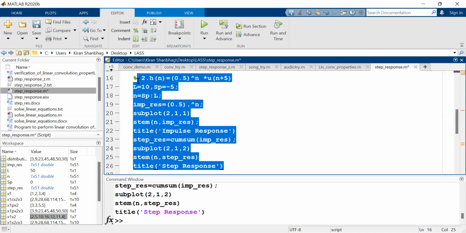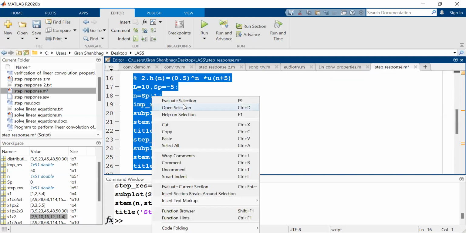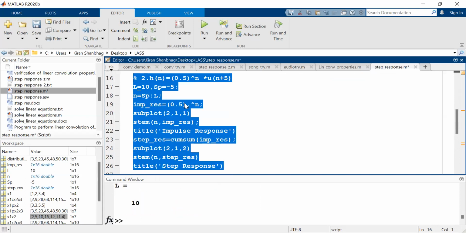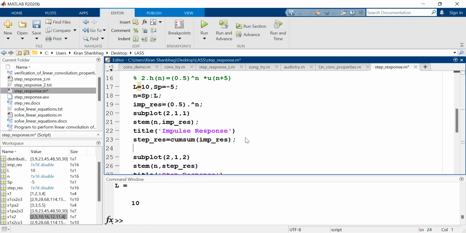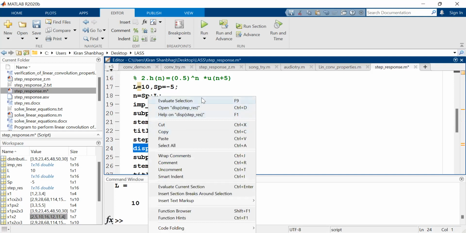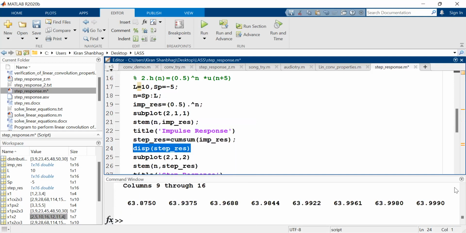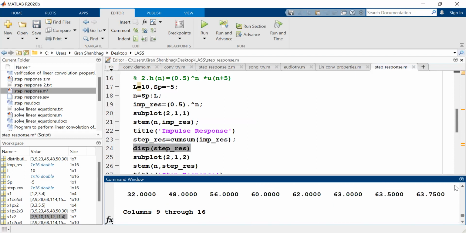So let us run the second program. I'm not displaying the answer. Should I display the answer here, by the way? If you want to display the answer, you should type display step response. The answer will display here on the screen. Too many values on the screen, but you need to write it in your observation. I think it should not be in the bracket. Yeah. You can see the values here. Simple accumulation of all the values.